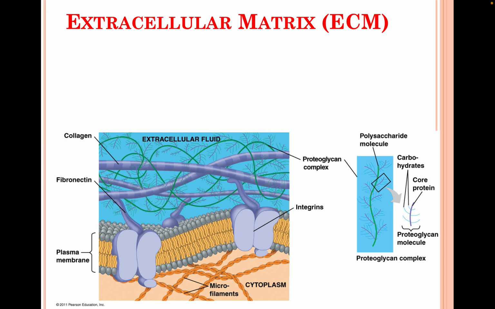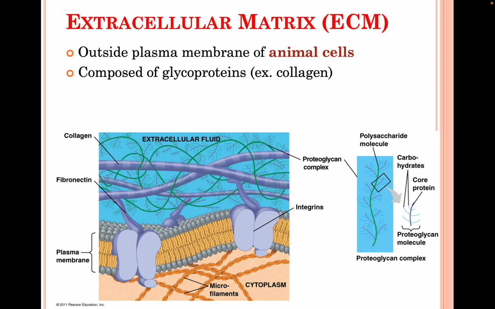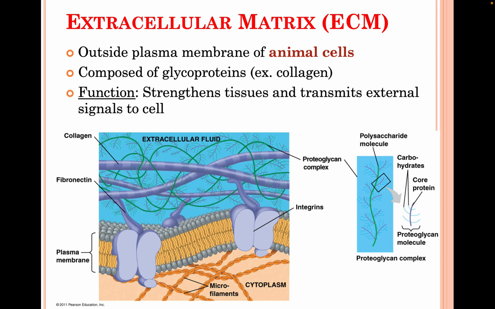All right, we call this collection of stuff that hangs out outside the plasma membrane of animal cells the extracellular matrix. It's just hanging out outside to give everything some structure, and it's composed of glycoproteins or collagen. The function of the extracellular matrix is that it strengthens tissues and transmits external signals to the cell.